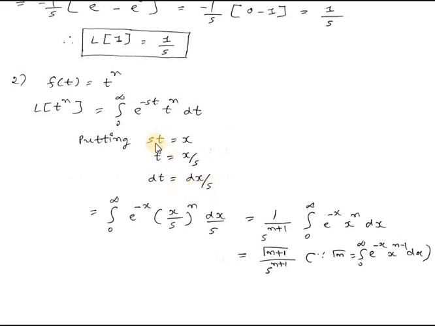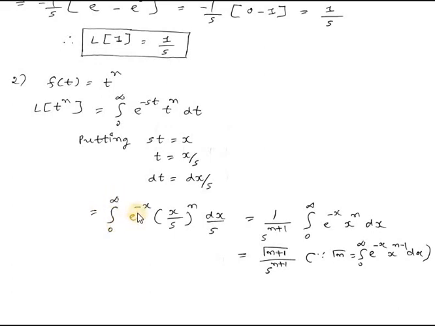Now we have to check whether the limits are changing or not. So if t is equal to 0, then x is also 0. So the lower limit will be 0. And if t is infinity, then x is also infinity. Therefore the upper limit is infinity. So the limits will remain the same.